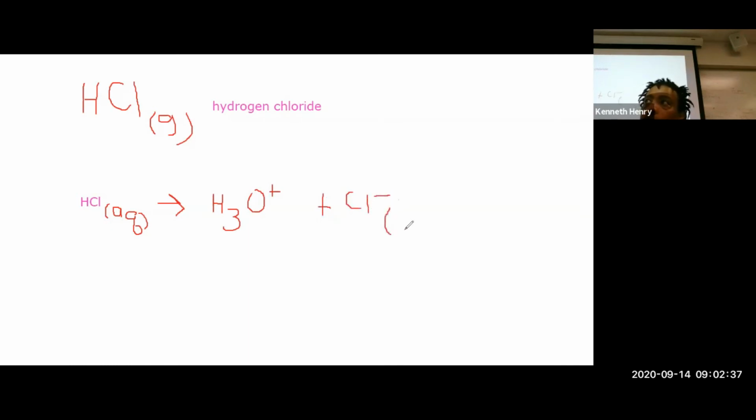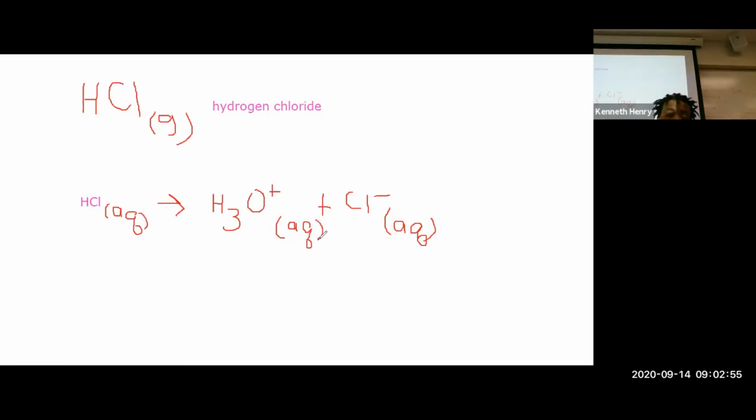So hydrochloric acid, and I'll type this out for you too, is a strong acid. You're going to ask me at some point what's a strong acid and what's a weak acid, and why is it strong and why is it weak? I'll explain that to you here in a second too.